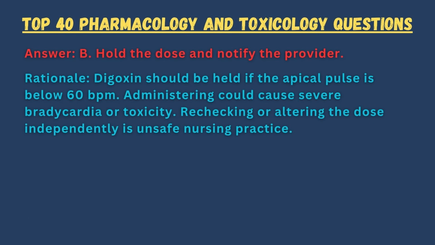Answer: B. Hold the dose and notify the provider. Rationale: digoxin should be held if the apical pulse is below 60 bpm. Administering could cause severe bradycardia or toxicity. Rechecking or altering the dose independently is unsafe nursing practice.